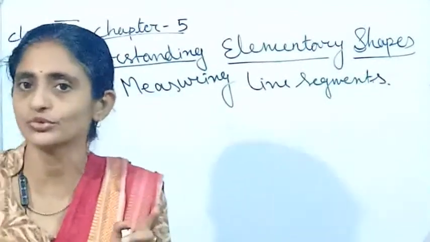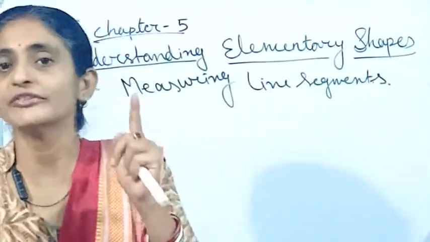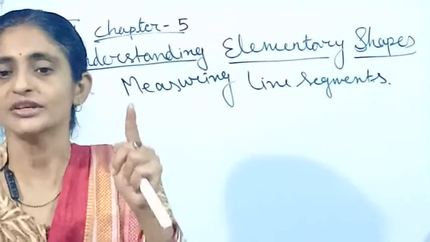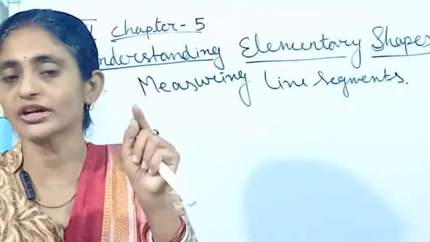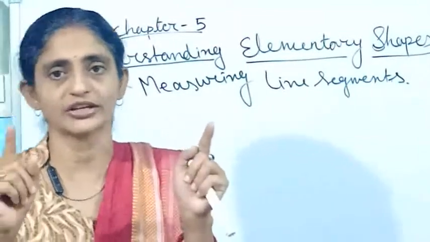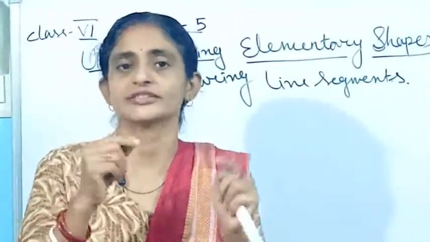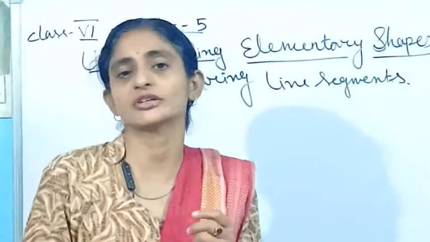You know that a line segment has a fixed length. That means it is bounded by 2 points. When you connect these 2 points, the line you get is called a line segment. So how can you measure this?